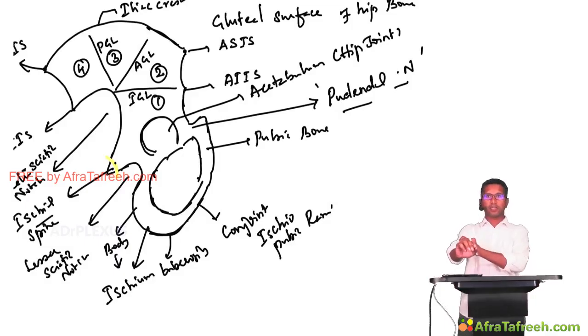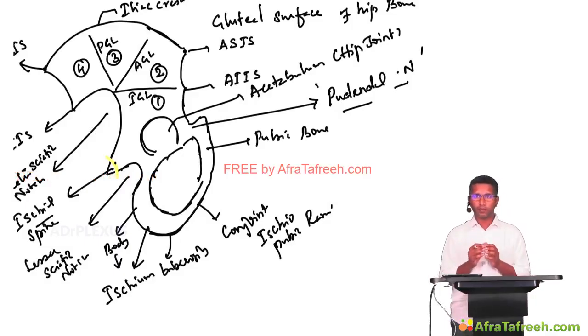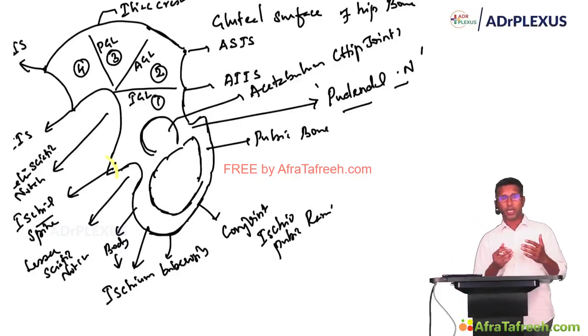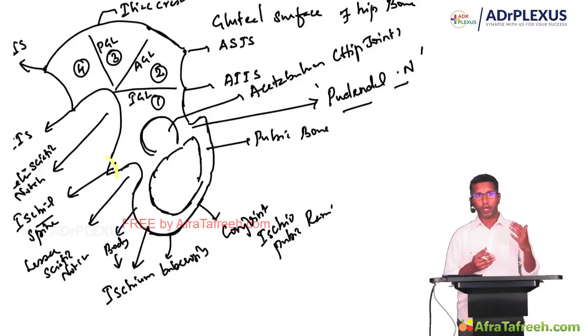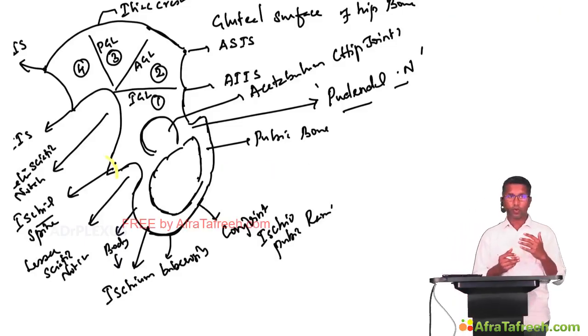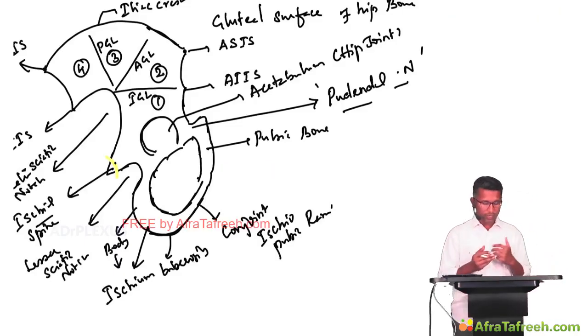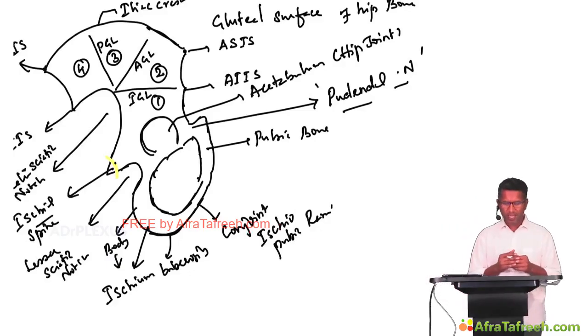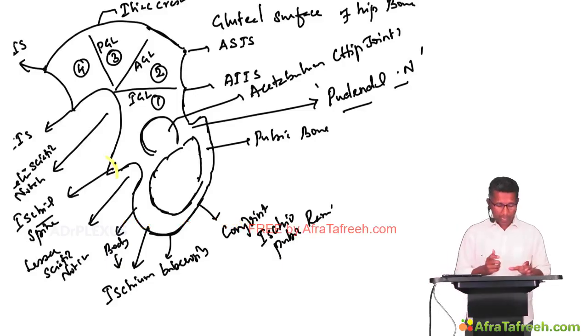So these lines are called the inferior gluteal line, the anterior gluteal line, and the posterior gluteal line. So this divides the gluteal surface of the ilium into four areas. We'll see what these areas are and what things are related to these areas. So if you see the hip bone, the ilium articulates.